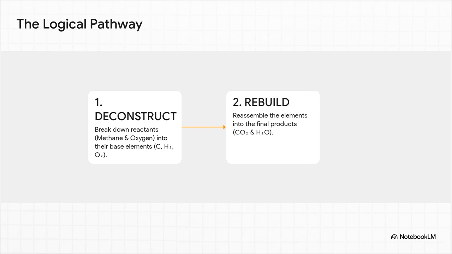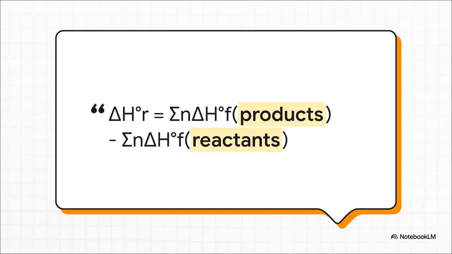First, we imagine taking our starting materials, our reactants, and we calculate the energy it would take to break them all the way down into their pure elements. Then, we calculate the energy we get back when we reassemble those same elements into our final products. The net change is just the difference between those 2 steps. And all that logic gets boiled down into this one elegant, powerful equation.